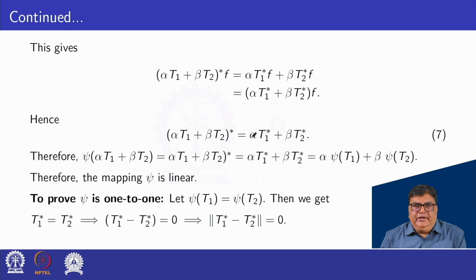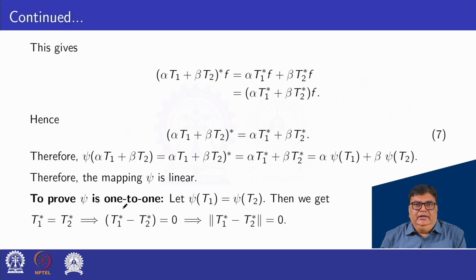So this can be written as ψ(αT1 + βT2). Okay. This is this one. αT1* + βT2*, and this can be written as αψ(T1) + βψ(T2). Okay. So ψ(αT1 + βT2) equals αψ(T1) + βψ(T2). That is, ψ is linear.